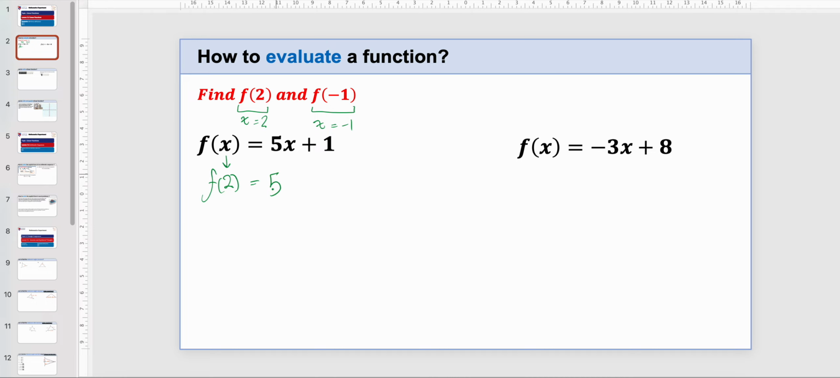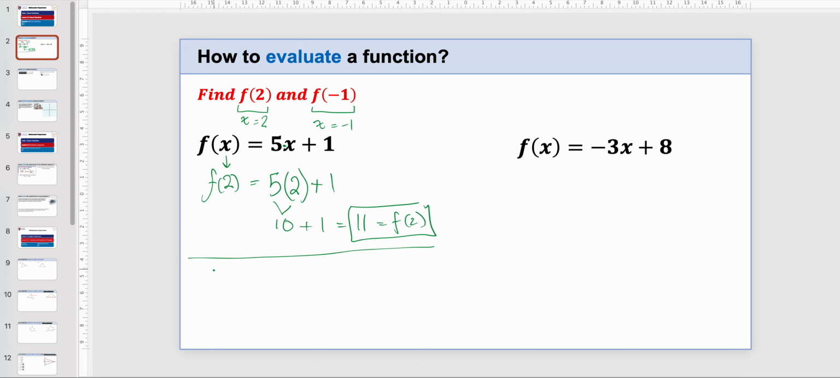So if I want to find f of 2, instead of x, I will replace it by 2. So 5, instead of x, I'm going to write it as 2 in a bracket, of course, because there is a multiplication between them, plus 1. 5 times 2 is basically 10. Plus 1, the answer is 11, and that's the value of f of 2. That's it. That's simple.